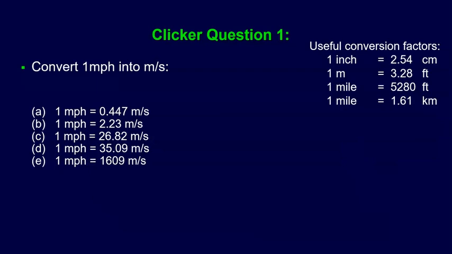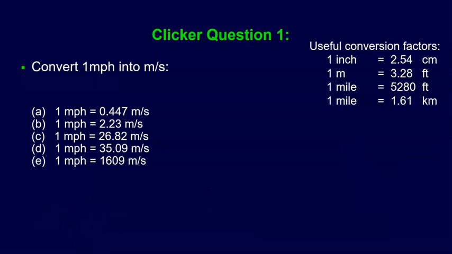All right, so let's again try one. So maybe pause and give this a try. So we want to convert 1 mile per hour into meters per second. And then over here, I basically have all of the different conversions that you might need. So let's give that a go, see what we come up with, and we'll come back and discuss.